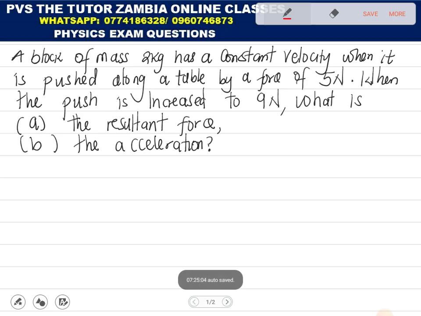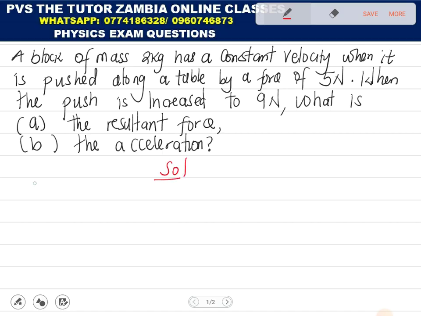So the first thing for you to do here is to ask yourself, where is this question coming from? Of course, this question is coming from the Newton's laws of motion, particularly which one? The second law of motion, forces and acceleration, dynamics. Now let's go. How do you look at this question?